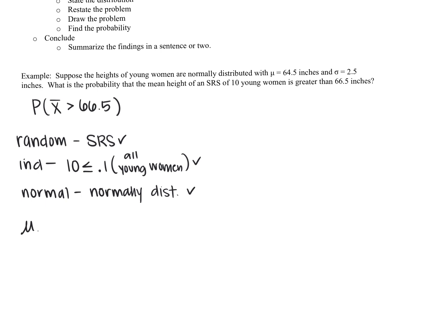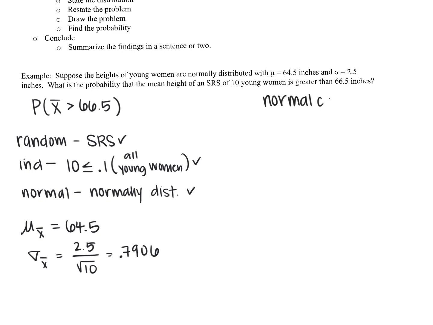So that tells me that the mean of my sampling distribution is going to be 64.5. And when I calculate my standard deviation, I'm going to do 2.5 over the square root of 10, which is 0.7906. Very similar to proportions here. If my standard deviation is not exact, I really don't want to compound that rounding by calculating a z-score. So I'm going to go straight to normal CDF to calculate my probability.